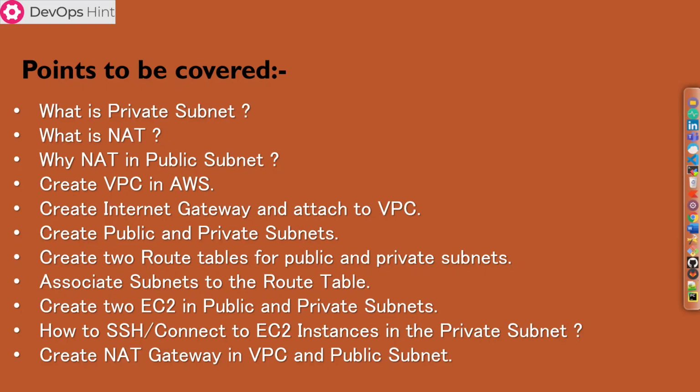Then creating two EC2 instances, one in public subnet and one in private subnet. Then we'll see how to connect to the EC2 instance in the private subnet. Then creating a NAT gateway in a VPC.